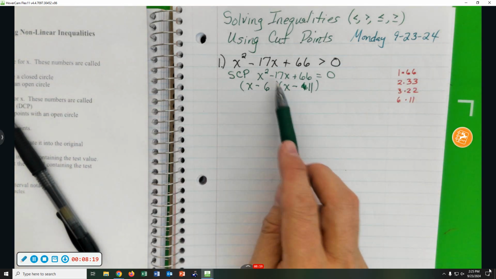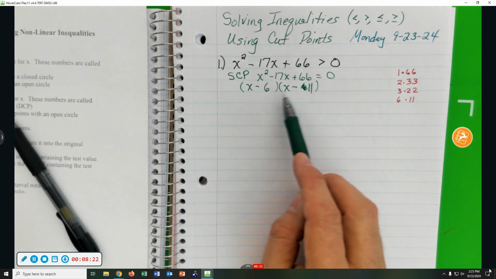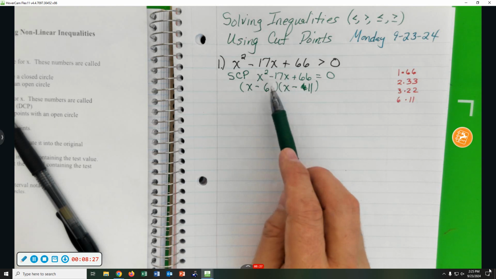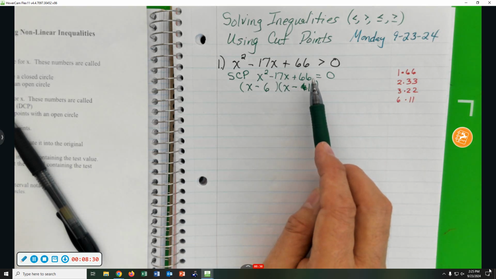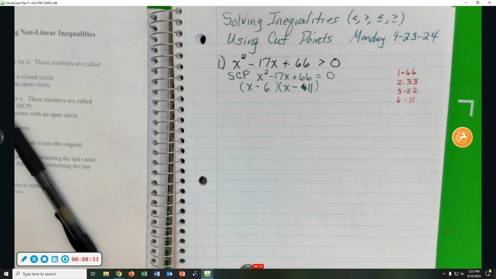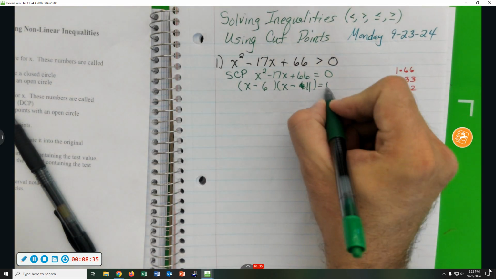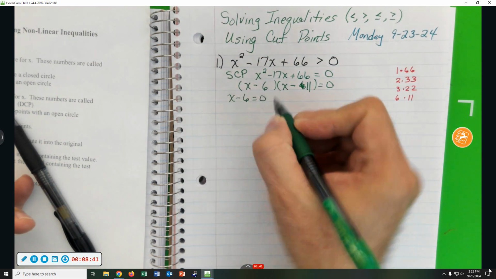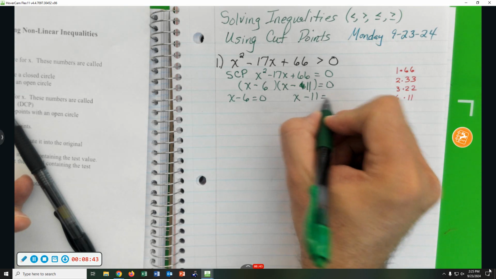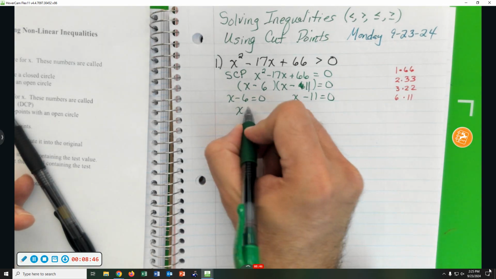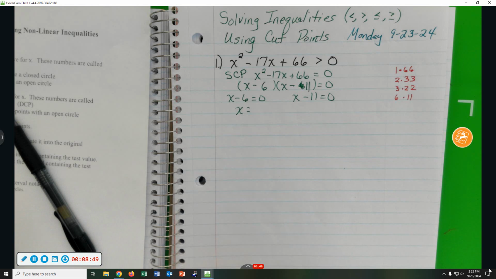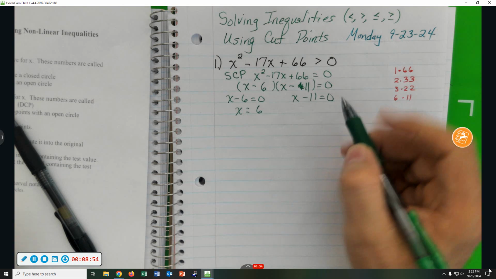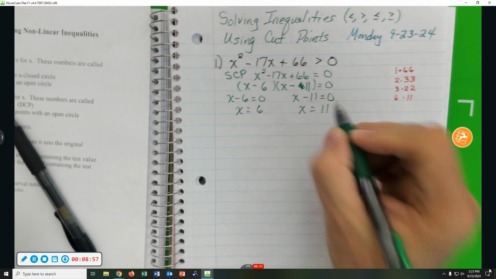If you FOILed it out, we'd have x squared, then a minus 11x and a minus 6x combined to give that minus 17x. Then negative 6 times negative 11 is positive 66. So I've factored it correctly. Now set each one of these factors to 0. And we get x equals, what's my first solution cut point? x equals 6 and x equals 11.